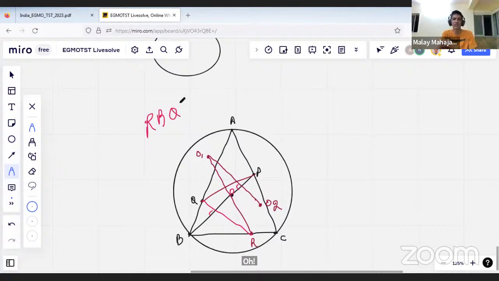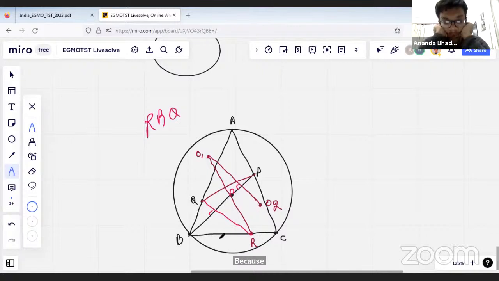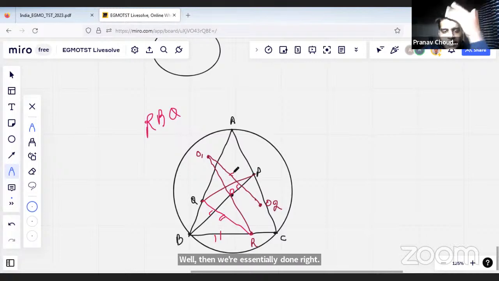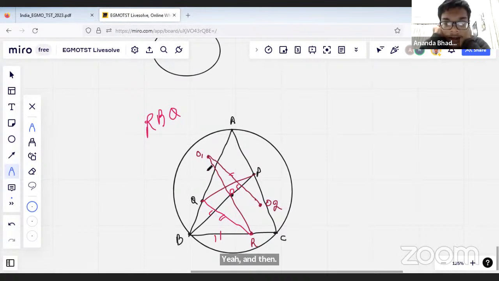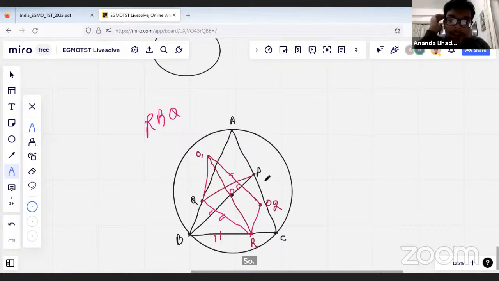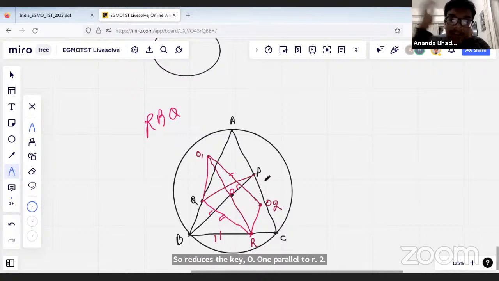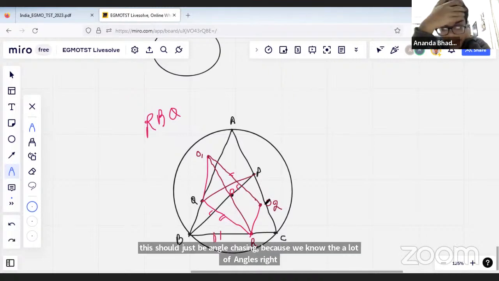Yeah, it's isosceles. Then we're essentially done, right? Because then RB equals BQ. Sorry, RB equals RQ. And then RQ equals O1O2. We have to just show, because they're parallel, that it's a parallelogram. So it reduces to QO1 parallel to RO2, but this should just be angle chasing because we know a lot of angles, right?